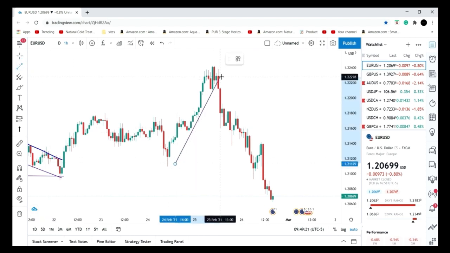So we broke this trend line. Look how it's shooting down right here, guys. Now we know there's a lot of force behind these levels. Now I probably only want to look for shorts. I only want to sell the market.